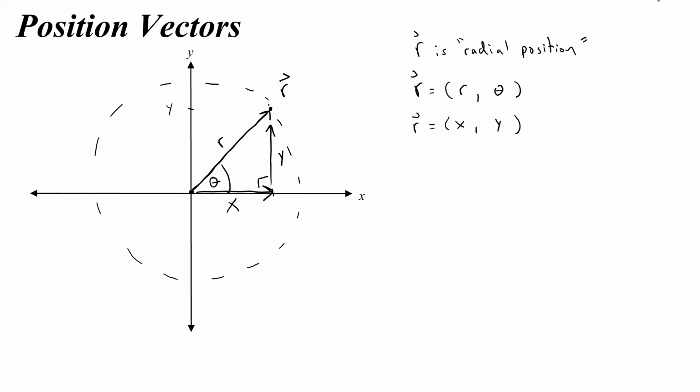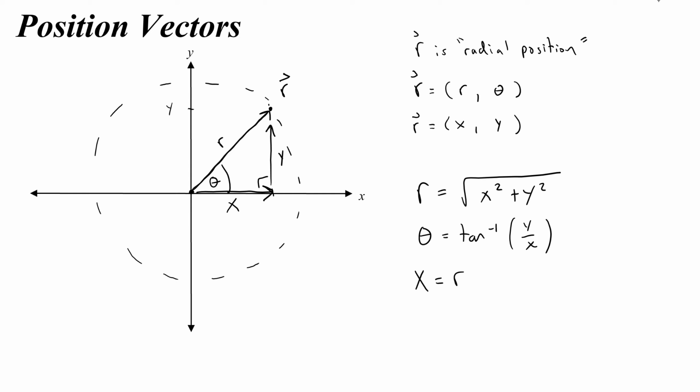So you would find the magnitude r using the Pythagorean theorem, square root of x squared plus y squared. The angle theta using tangent inverse of y over x. The x component would be the magnitude r times cosine theta, and the y component would be r times sine theta. And again, these three things assume that for theta, you are trying to get a unit circle angle, or an angle that's in reference to the positive x-axis.